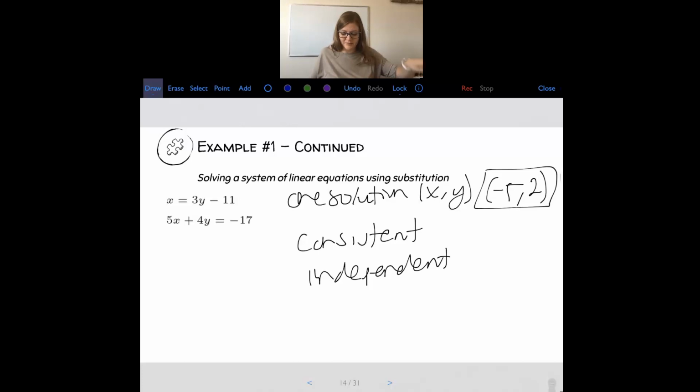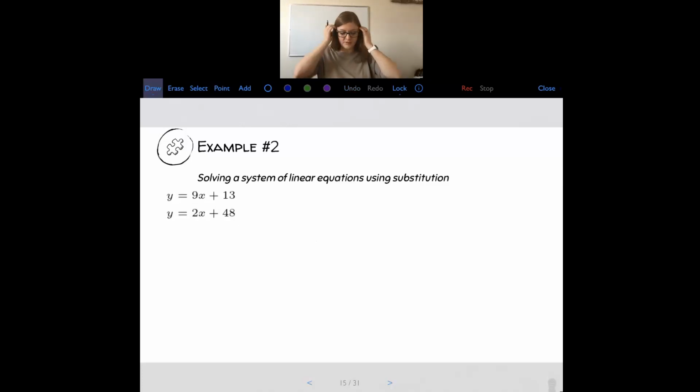Let's do one more example of solving a system using substitution. So in this case, both of our equations are solved for a variable. So we have y equals 9x plus 13 and y equals 2x plus 48. So notice we have y equals y. So y equals 9x plus 13 can go into the y in the second equation. Okay, so in one sense, we're just setting these equal to each other because they're both equal to y. Okay. So we have 9x plus 13 is equal to 2x plus 48.